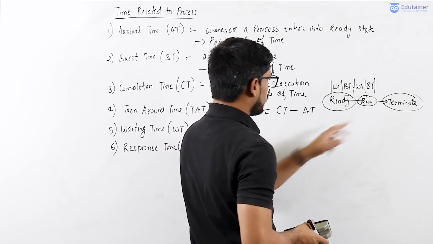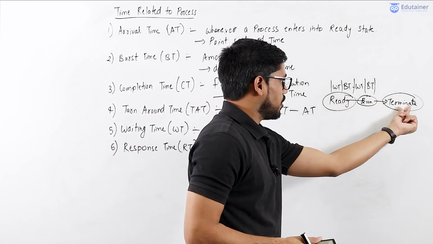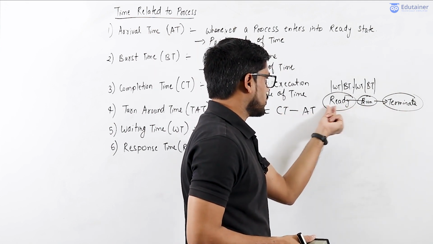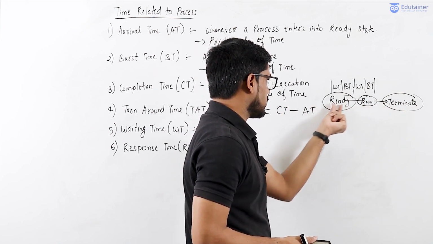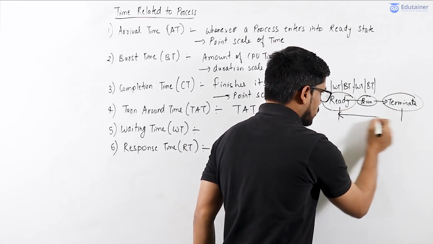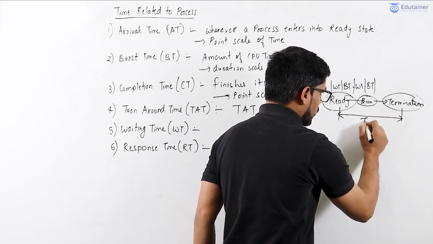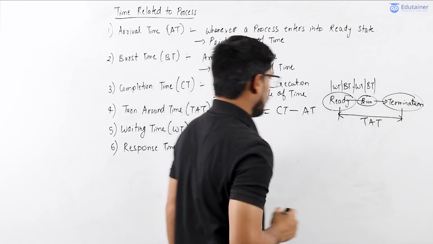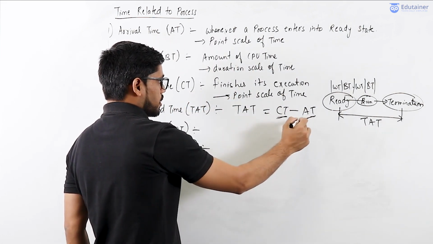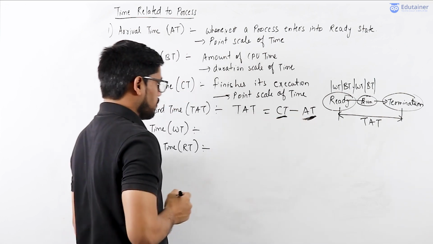So from ready to run, if the process is present in the termination state, it is completed, which means completion time, and whenever it arrived at the ready state, that is arrival time. So you can differentiate from ready to termination state via turnaround time. And turnaround time is completion time minus arrival time. Completion time is a point scale of time, and arrival time is also a point scale of time.